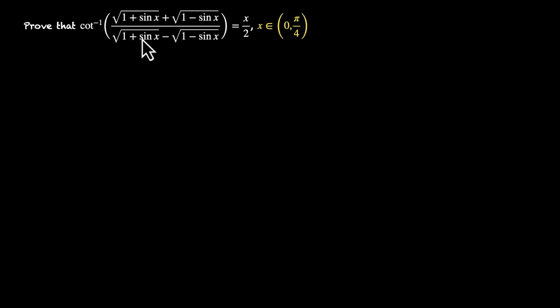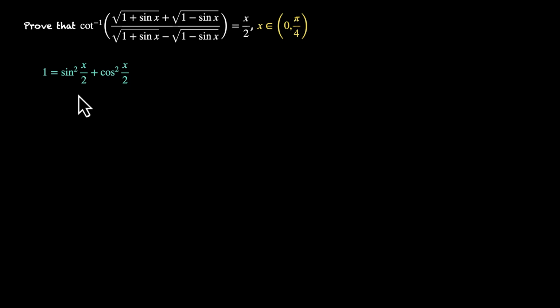Okay, what substitutions should we use to simplify the left hand side? We have 1 plus sin x and 1 minus sin x both inside the square roots, which means both of them have to be perfect squares. How can we make them perfect squares? Well, here's the substitution. We can replace 1 with sin square x by 2 plus cos square x by 2. 1 is equal to sin square plus cos square.